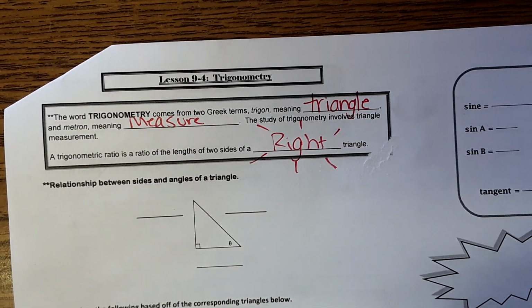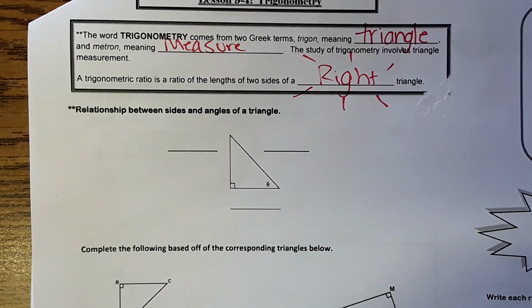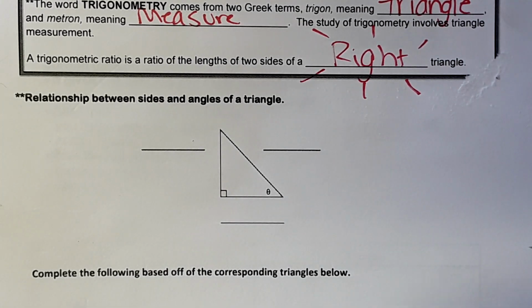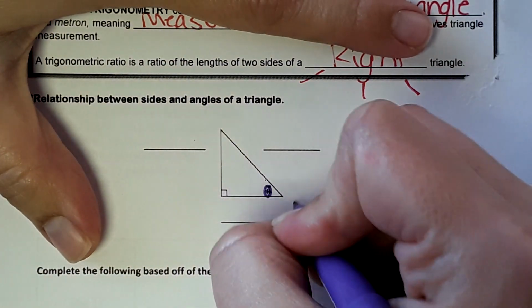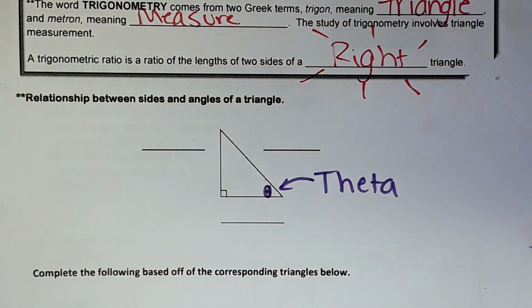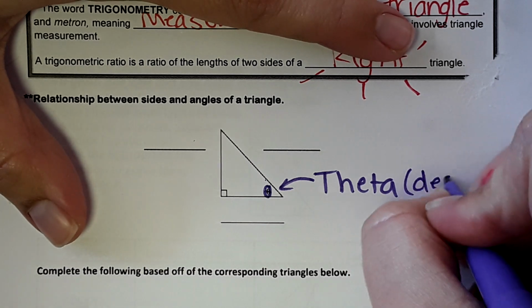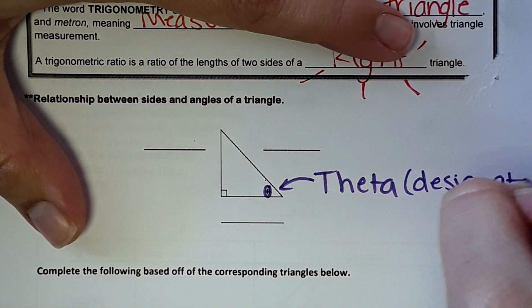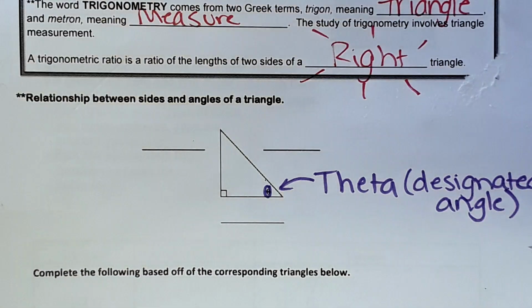Okay, so the relationship between sides and angles of a triangle. This part is super important, even though it's going to seem weird. This little symbol right here is called theta. What this means is the designated angle, the angle we're working with, the one we're focusing on for the problem.